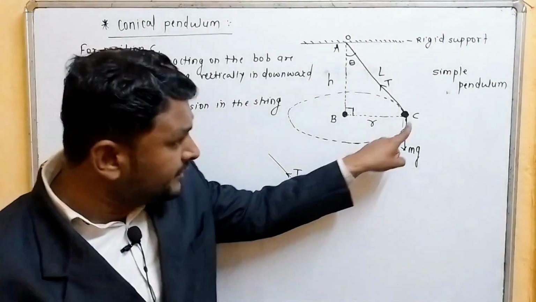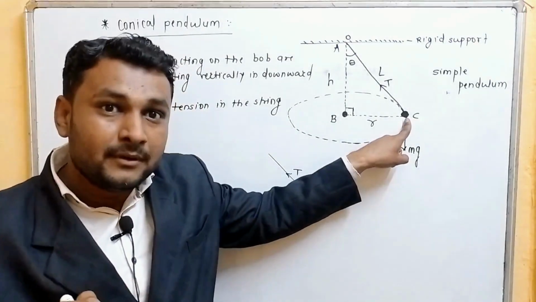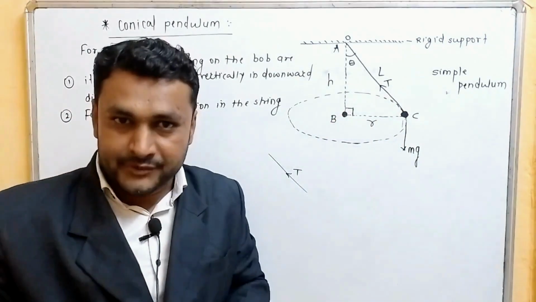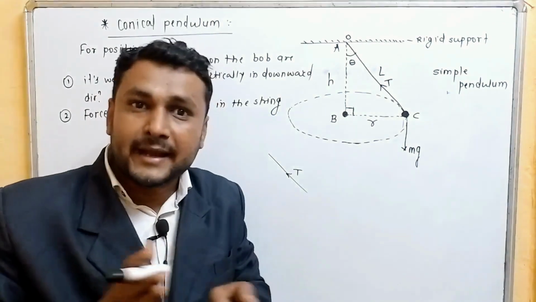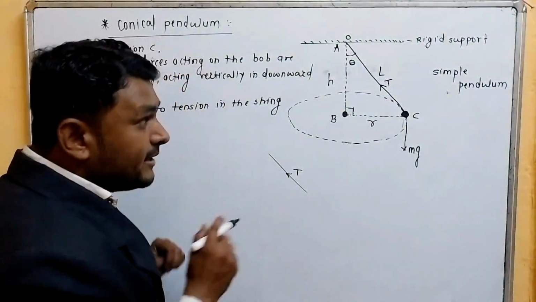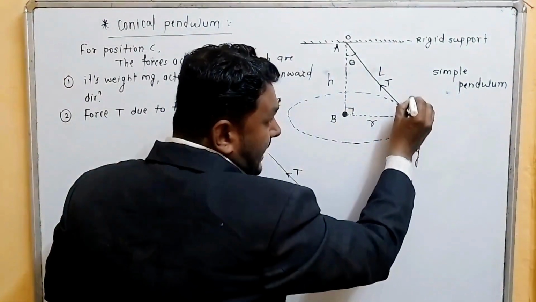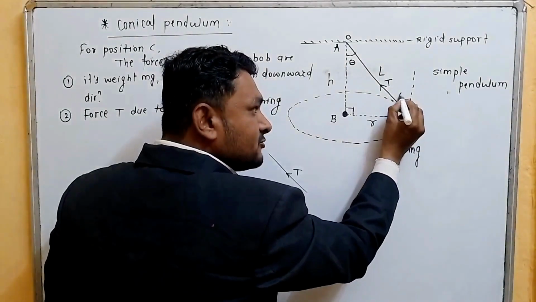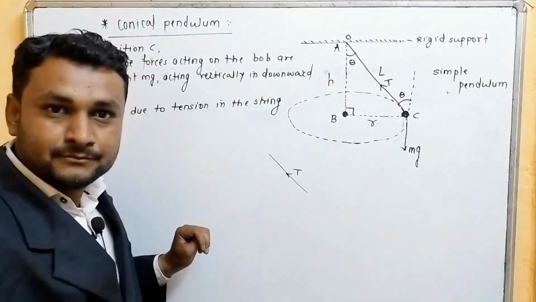And for equilibrium position of this bob, we need to resolve this tension into two components, that is the horizontal component and vertical component. So by geometry, we can say that if this angle is theta, then the alternate angle will also be theta, right?